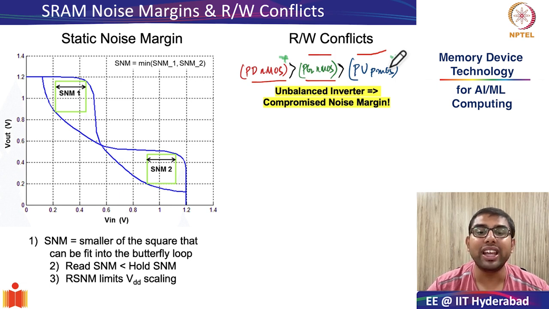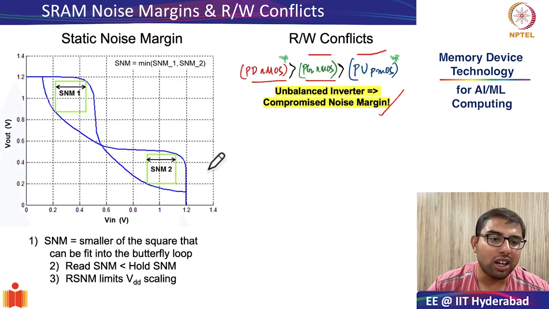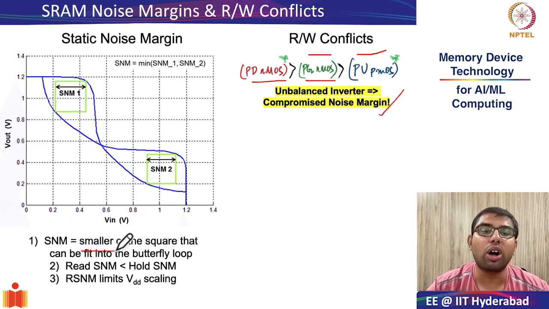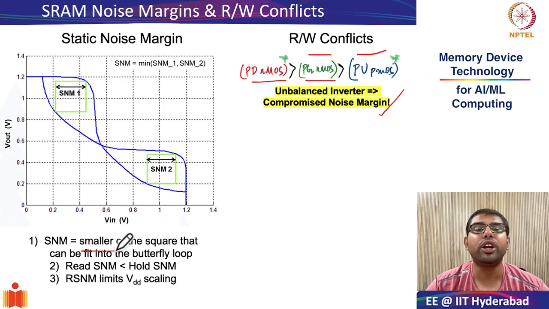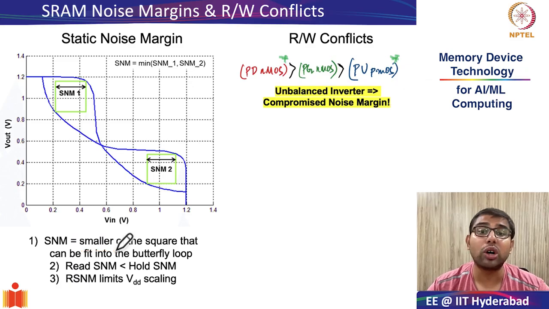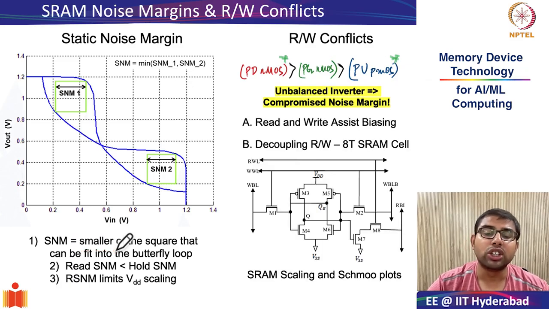But this gives you a very unbalanced inverter design, and this will compromise on your noise margin, because remember, noise margin was the smaller of the square that can be fit into the butterfly loop. So having any kind of unbalanced inverter designs is not good for noise margins. So what was the solution?